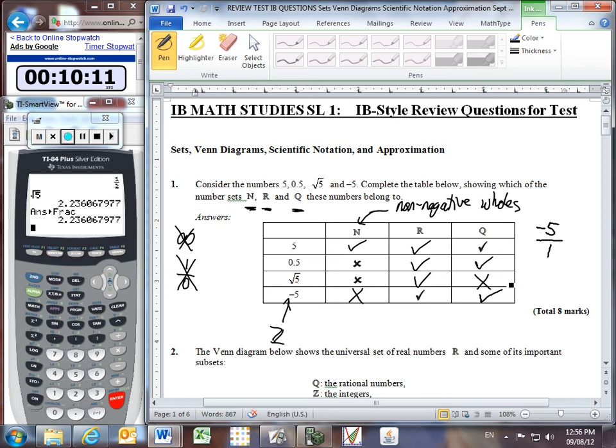And so we'll just have a quick look at the mark scheme. This is worth a total of 8 marks. And I assume it's because we had to fill in 8 different spots: 1, 2, 3, 4, 5, 6, 7, 8. And so we'll just check our work.